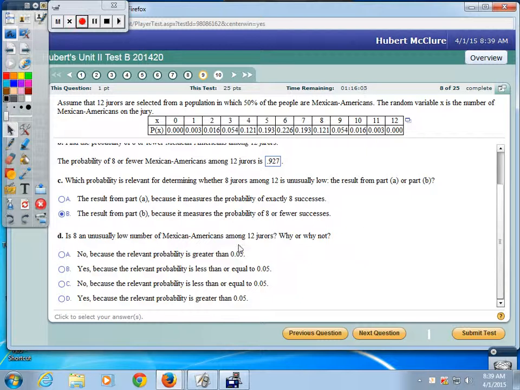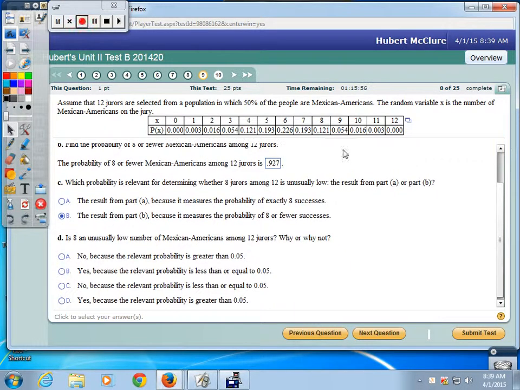Is 8 an unusually low number of Mexican Americans? Well, look at it. It's 0.121. How many cents is that? 12. So you tell me, what's the magic number that we match up unusual with? 5 cents, right? So is that above 5 cents?